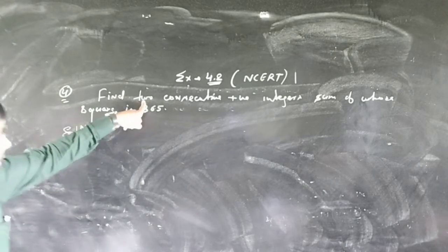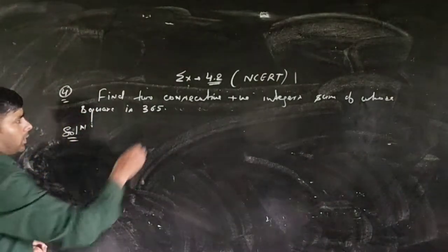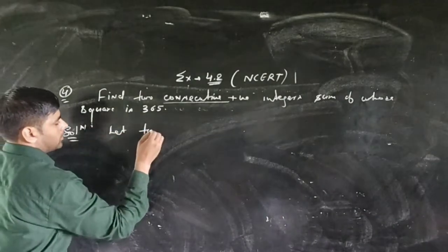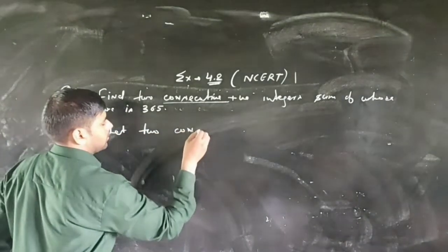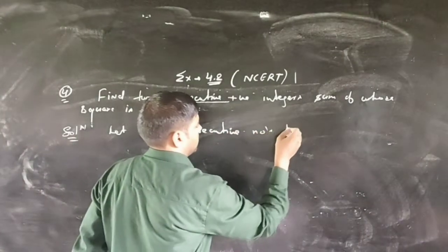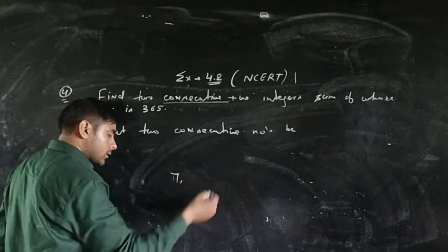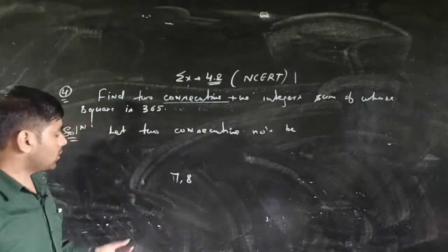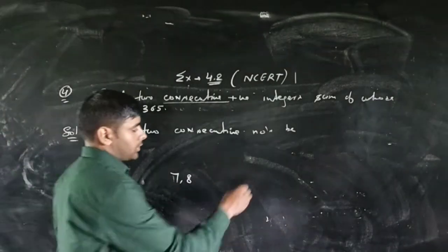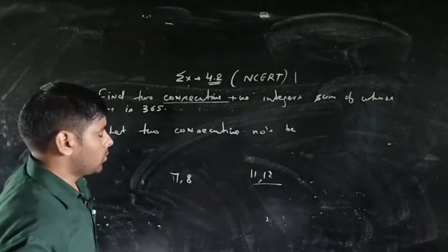Let us assume the two consecutive numbers be x and x plus 1. Let's see an example. If one number is 7, the next number is 8. These are two consecutive positive integers, 7 and 8. If one number is 11, the next number is 12. They are consecutive positive integers.